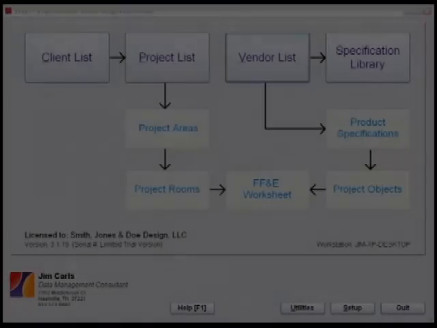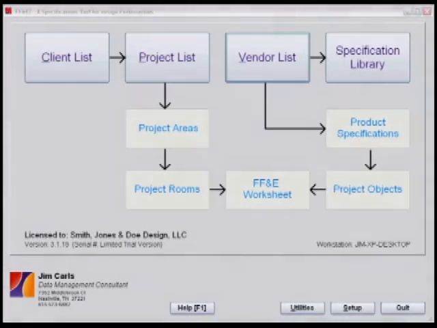In this segment, I will begin introducing the editing screens and some of the most useful functions. A full description of the screens and their capabilities can be found in the online help system. The screens break down into two types: general resource lists consisting of the vendor, library, clients, and project lists, and the project resource lists consisting of the areas, rooms, objects, and specification lists that are part of a specific project. We'll cover the general resource list in this segment.